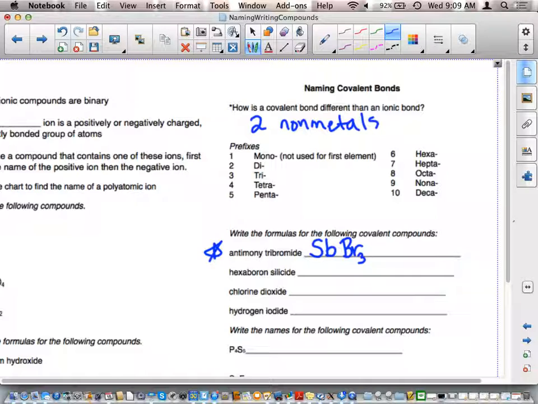Hexaboron silicide. Hexa is the prefix for 6. Boron, the symbol is B. Hexa, 6. So we have 6 borons. Silicide, there is no prefix. Really, it should have said monosilicide. However, with no prefix, that means there's only one, and silicon is Si.